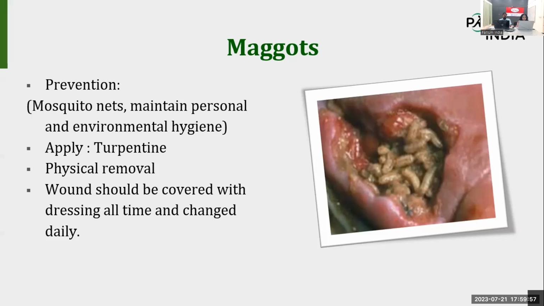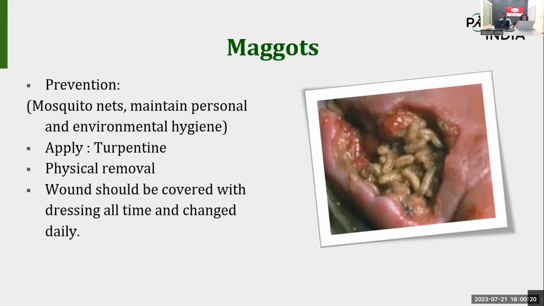For prevention, inside the room itself, we can educate them to use mosquito nets, and maintaining personal and environmental hygiene is very, very important. Flies continuously getting in contact with the nearby wound or the patient's side, we need to avoid such situations. So environmental hygiene is also very important.